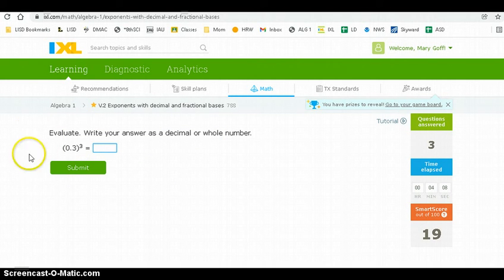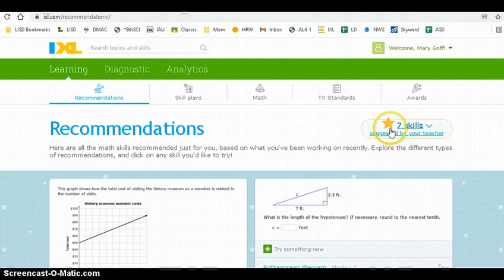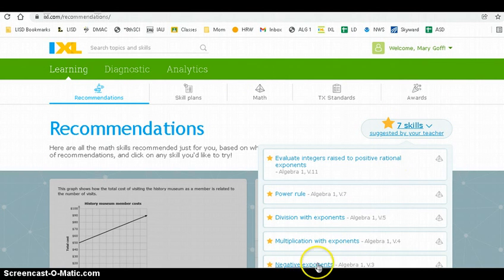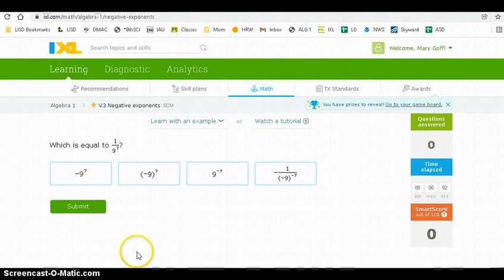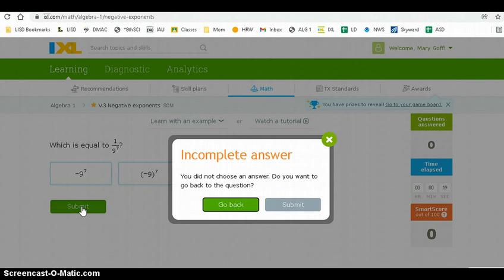All right, let's look at my other recommendations. Negative exponents. Okay, which is equal to 1 over 9 to the 7th. Well, that's going to be 1 over 9 to the 7th is the same as saying 9 to the negative 7th. Oh, sorry.